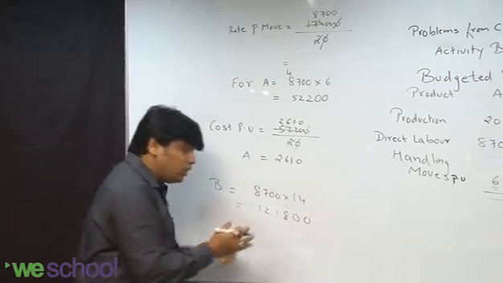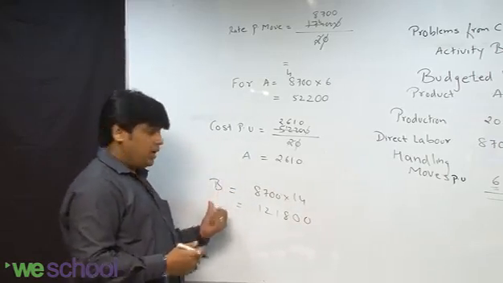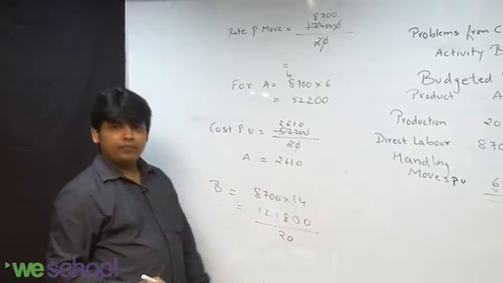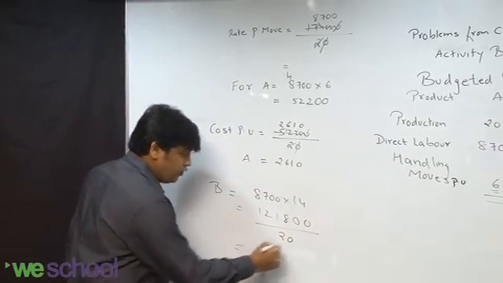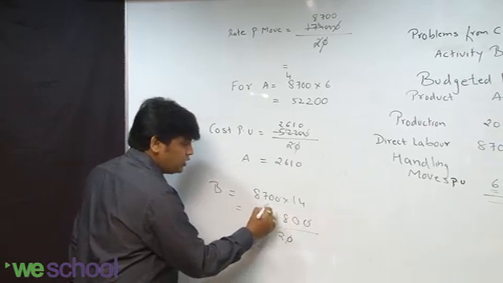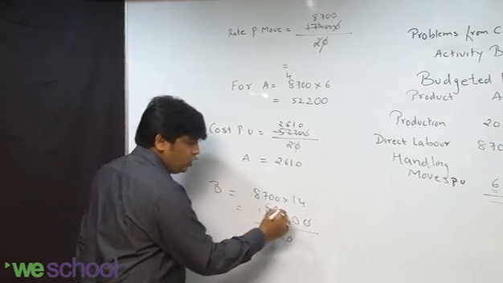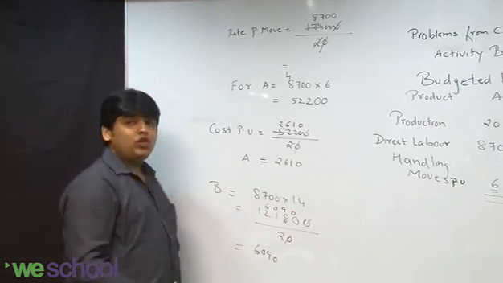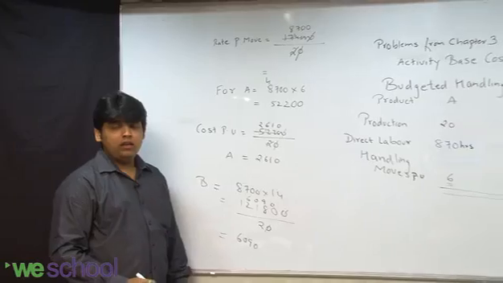Now this is the total cost which is borne by B. Divide it by the number of units produced by them. So the units cancel. 2 6s are 12, 0, 2 9s are 18. So for B, the cost will be 6090.